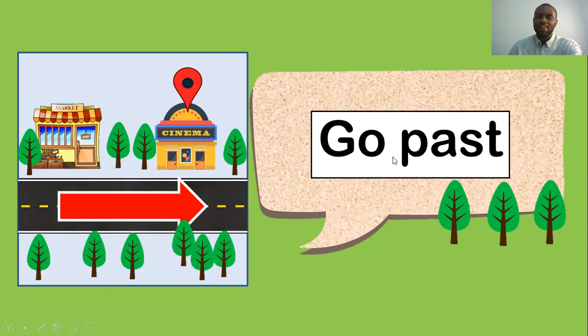G-O-P-A-S-T, go past. Okay, when we give directions, where is the cinema? The cinema is, driving, go past the market. And then we move to the cinema.